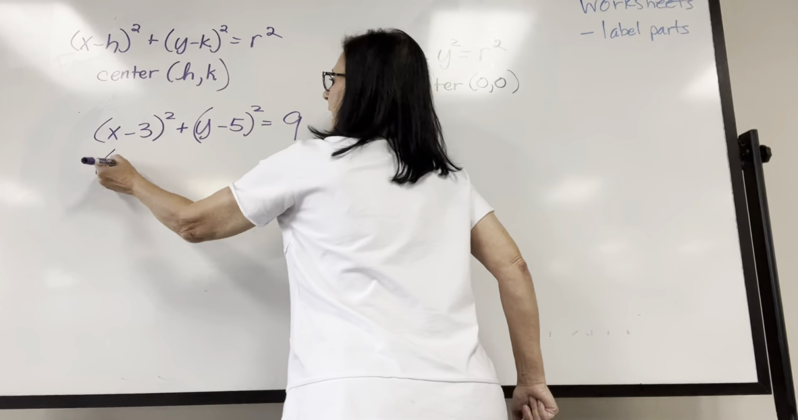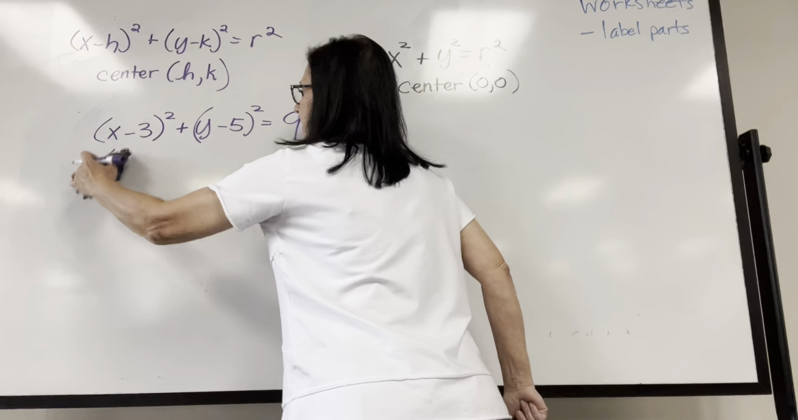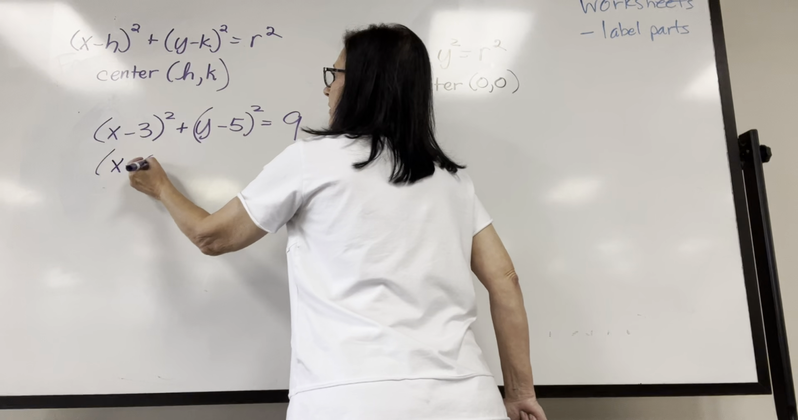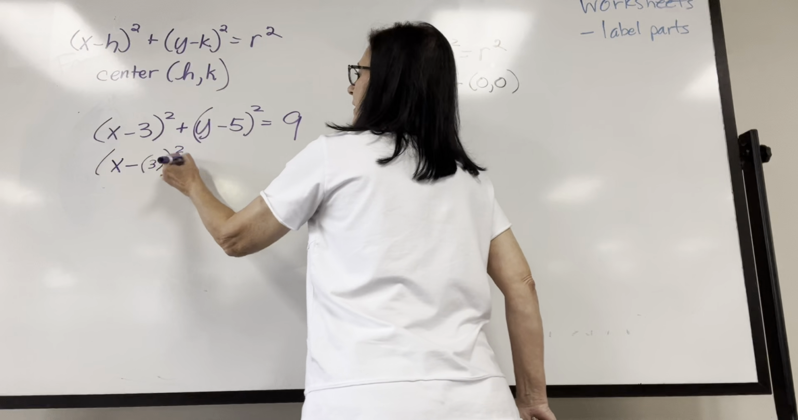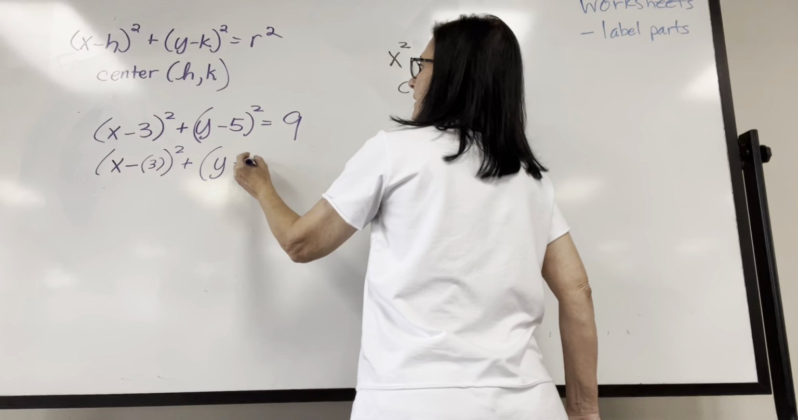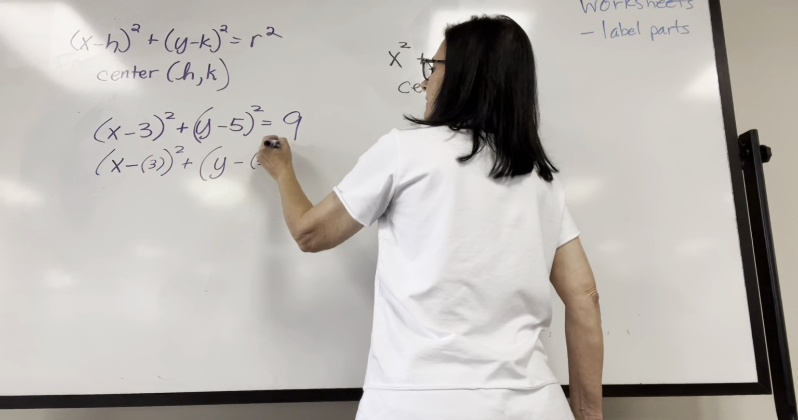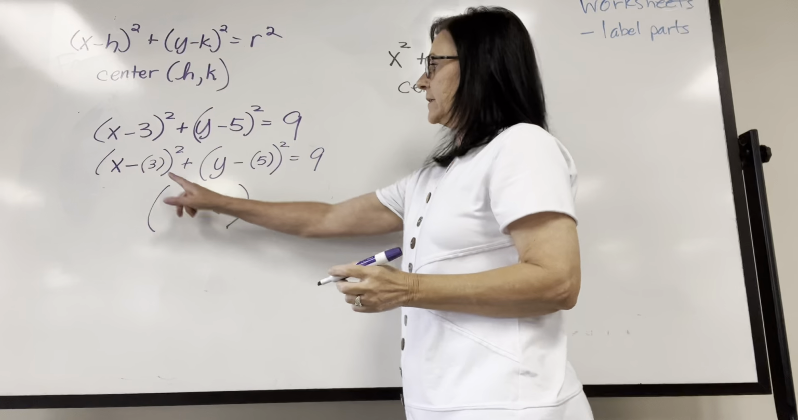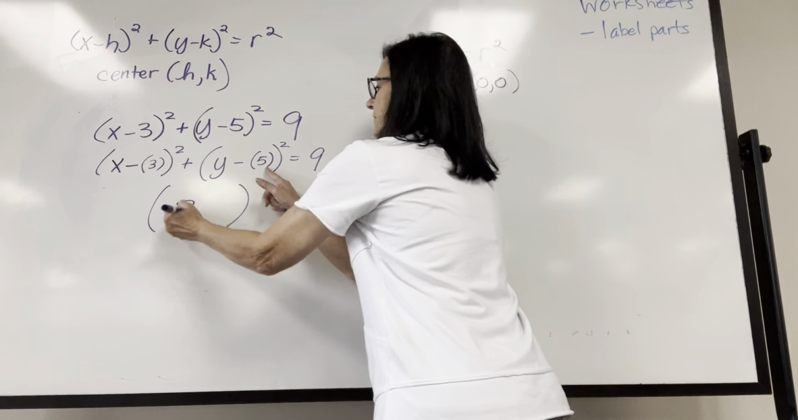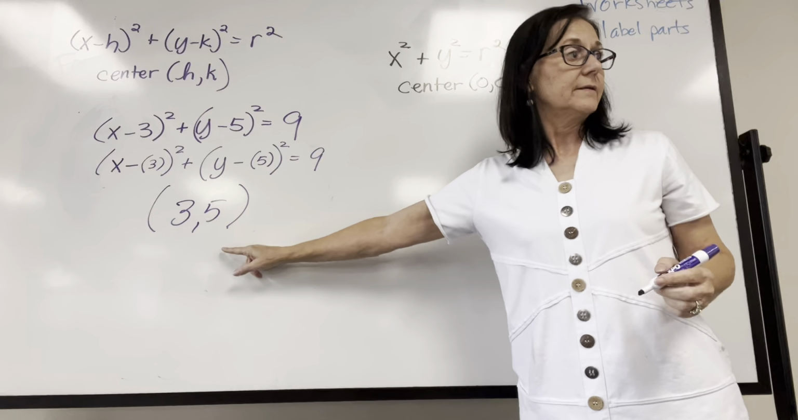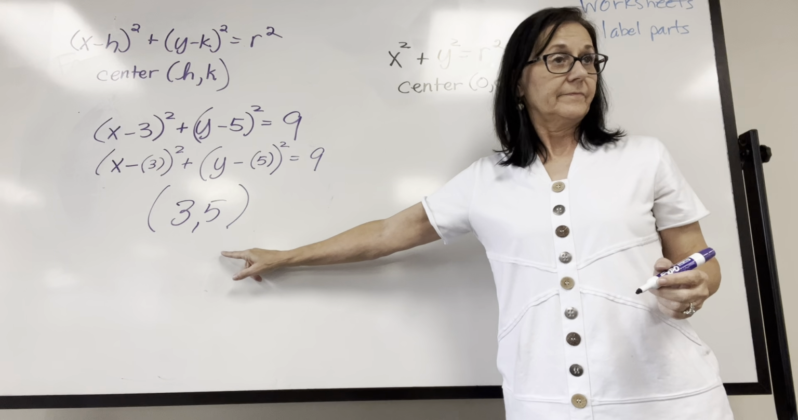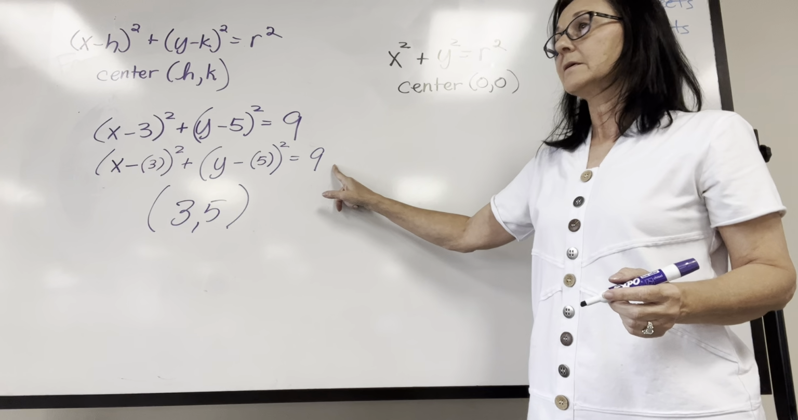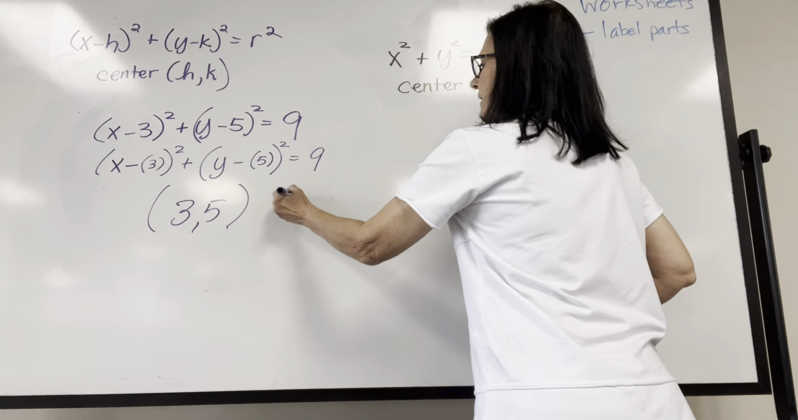All right, so this is X minus the value of H plus Y minus the value of K. So what's my H, K value? It's 3, 5. That's the coordinate point for the center. What is my radius? Not 9, but 3, the square root of 9. So my radius is 3.